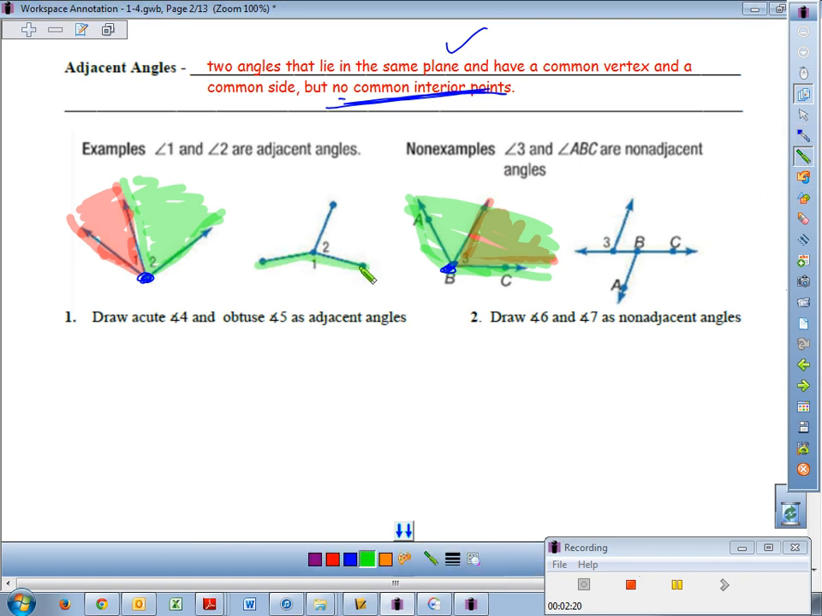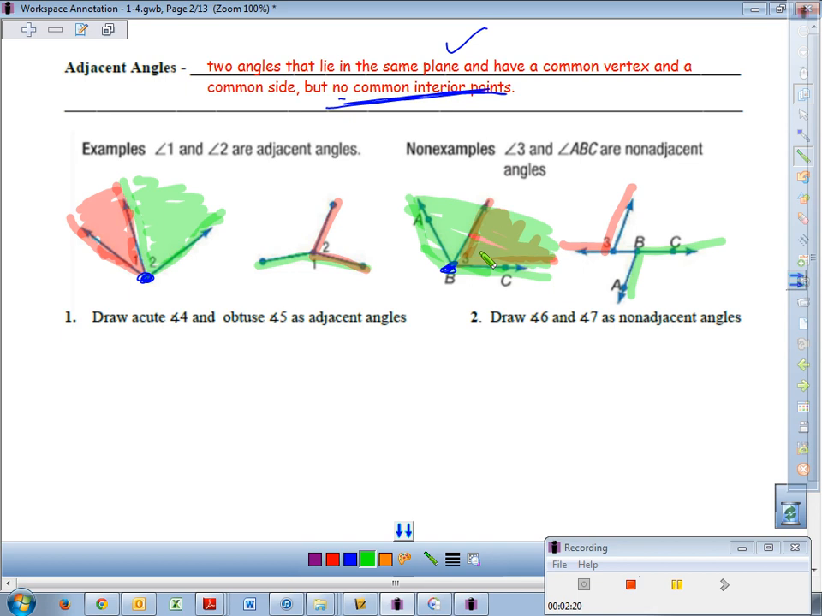So angle 1 and angle 2, green and red: you see how if you shaded them both in, there would not be any interior common points, but they do share a ray. This one, angle 3, not adjacent. And angle ABC, not adjacent. Do they even touch each other in the first place? They are non-adjacent angles. So adjacent, in our own words, means they're touching, okay? But they can't be inside each other.